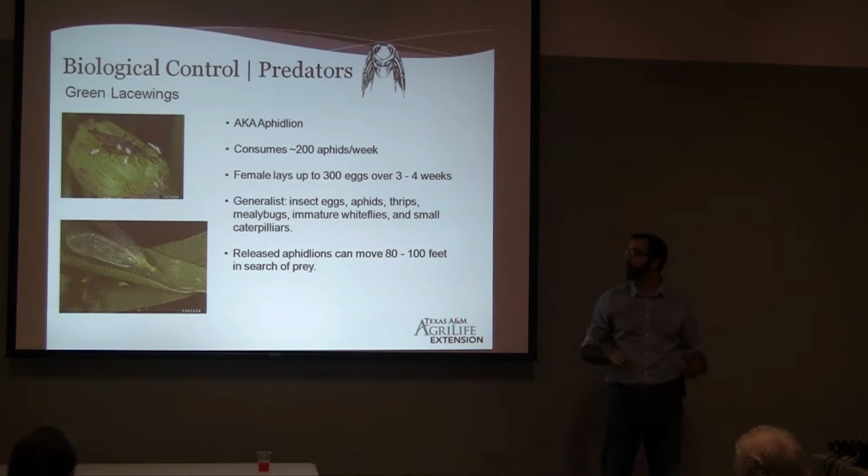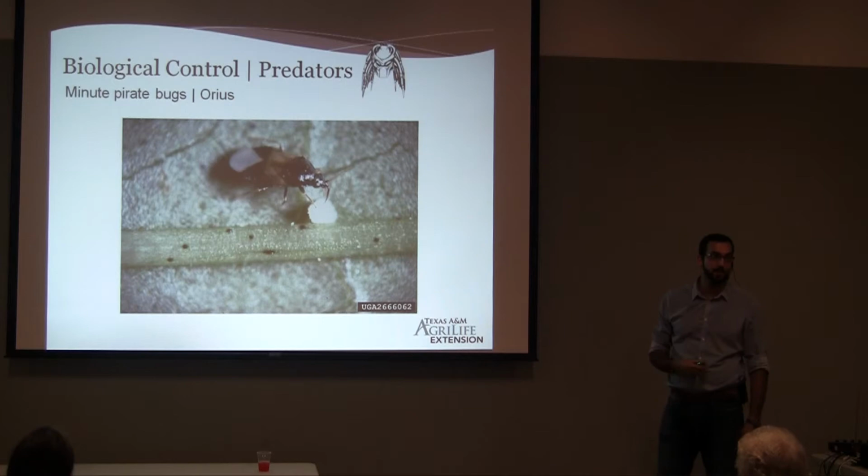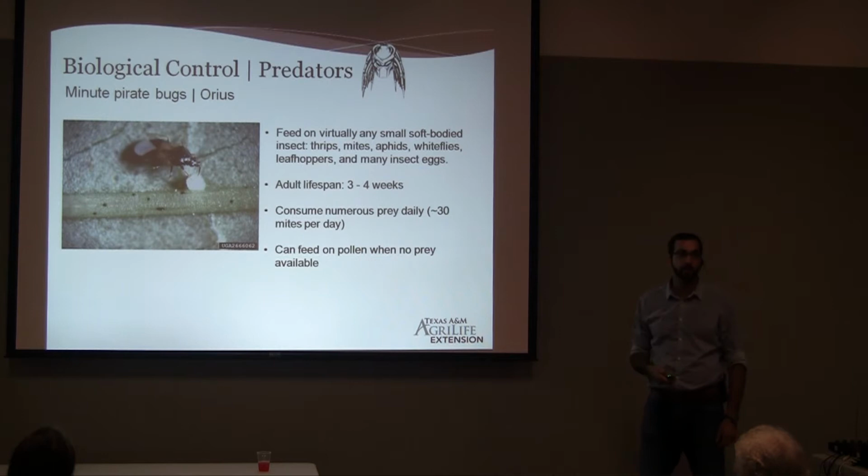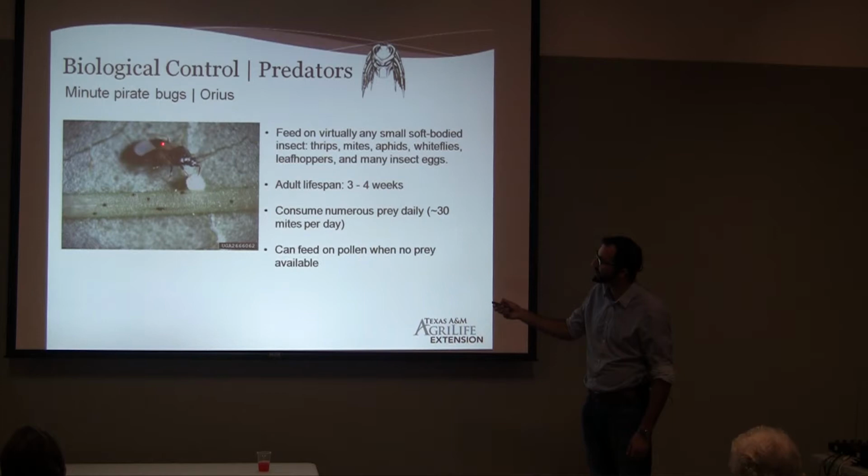We also have the minute pirate bugs, or Orius, is another term. These can also be purchased commercially. Their populations can also be encouraged using purple flash pepper plants. That is another attractive plant for them, and it provides resources for them. Again, they feed on virtually any soft-bodied insects. One of the distinguishing features is two black spots on the sides and this kind of white diamond on the back. And they're very small.